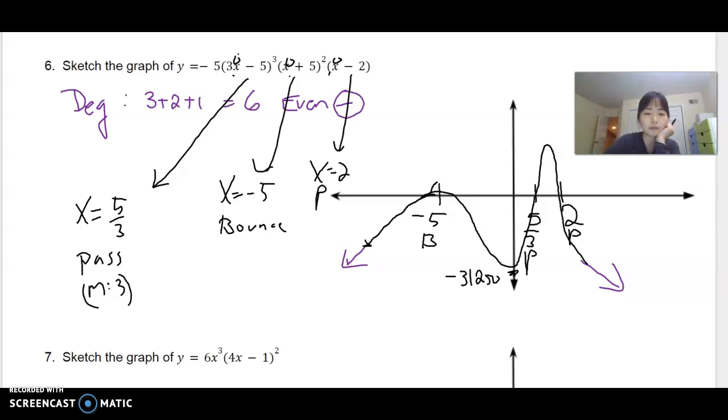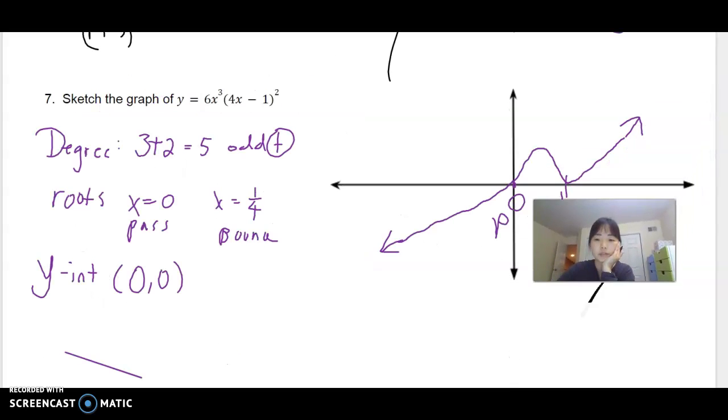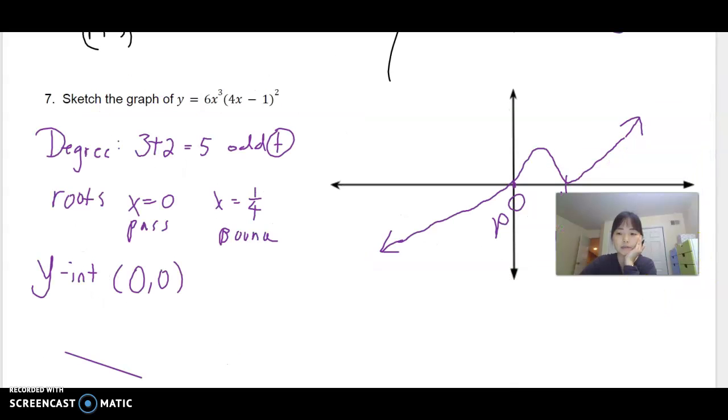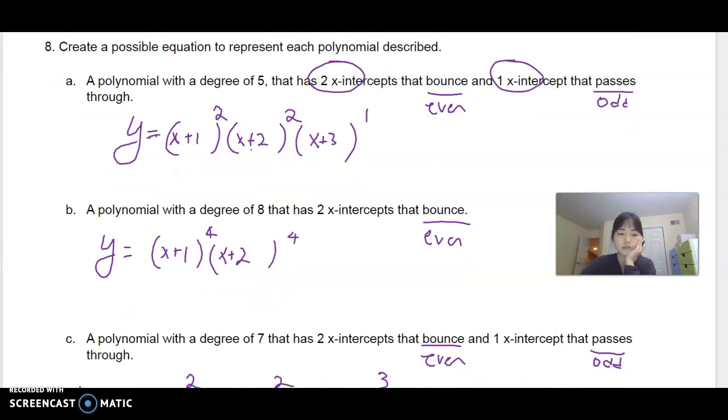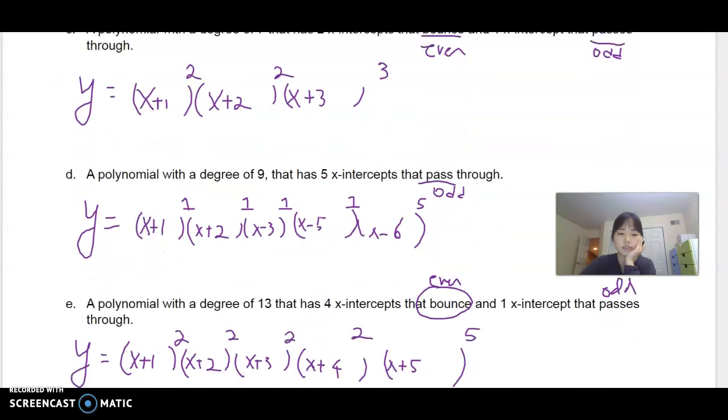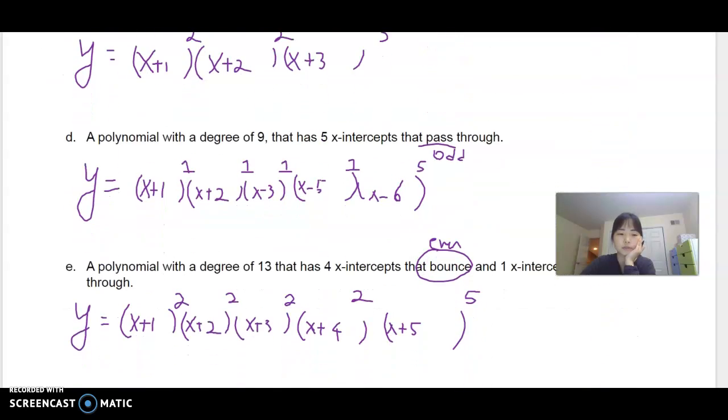Alright, number 7, I'm going to do the work and just show you the answer so I can save time. Guys, sorry, so this is number 7. This is number 8. You guys all know this, right? And there! I don't know what to stop.